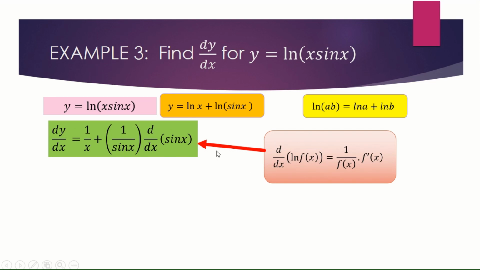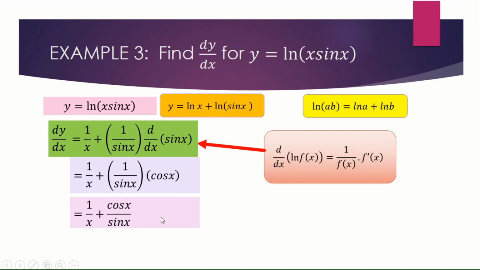Okay, so we are going to differentiate that. Differentiate ln x, we'll get 1 over x. Differentiate ln sin x, so we have to use 1 over f(x) times f prime(x). So we get 1 over sin x. Differentiate sin x, we'll get cos x. Alright, so towards the end, we will get 1 over x plus cos x over sin x, or also 1 over x plus cotangent x, because cos x over sin x is cotangent x.